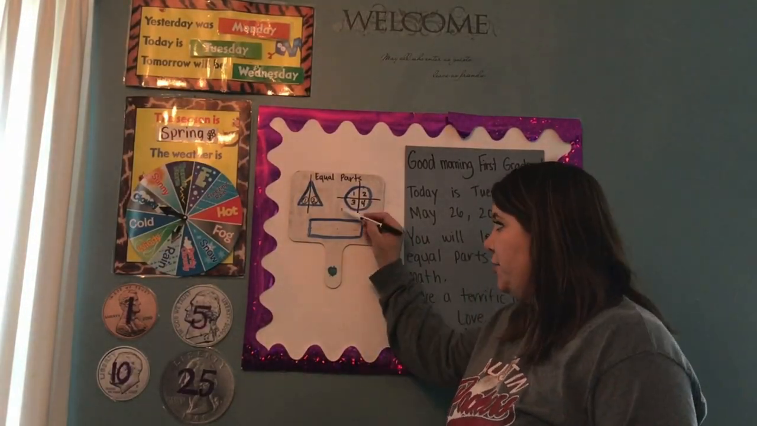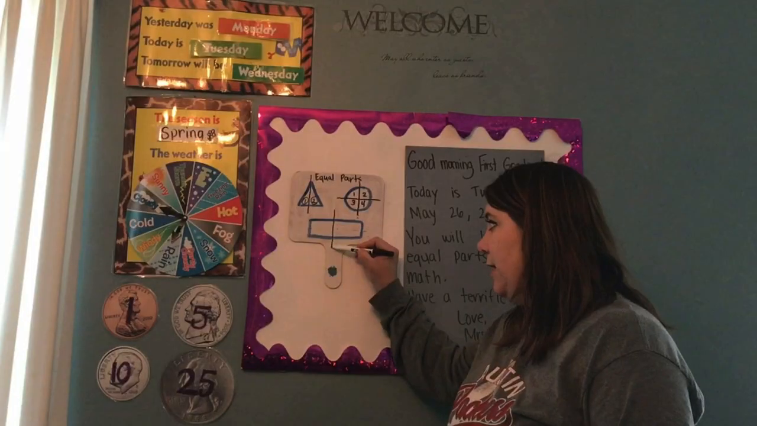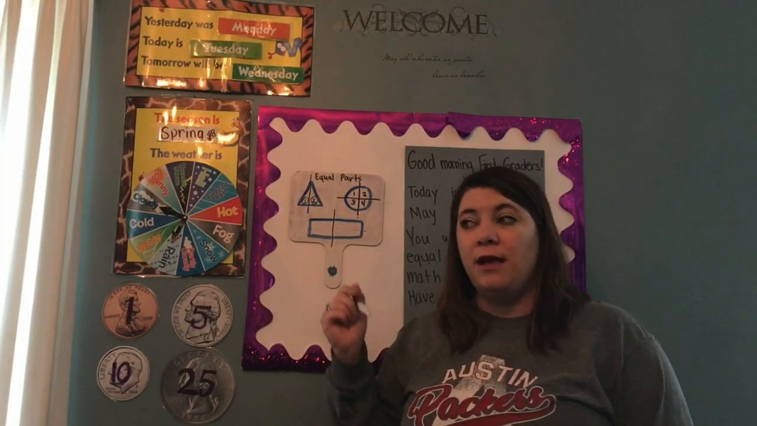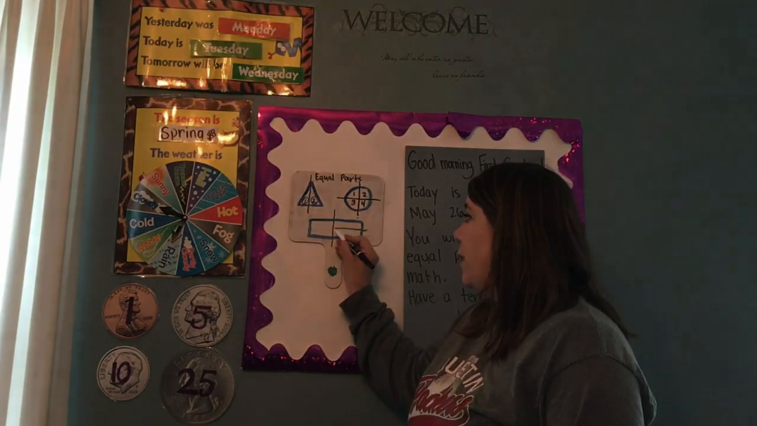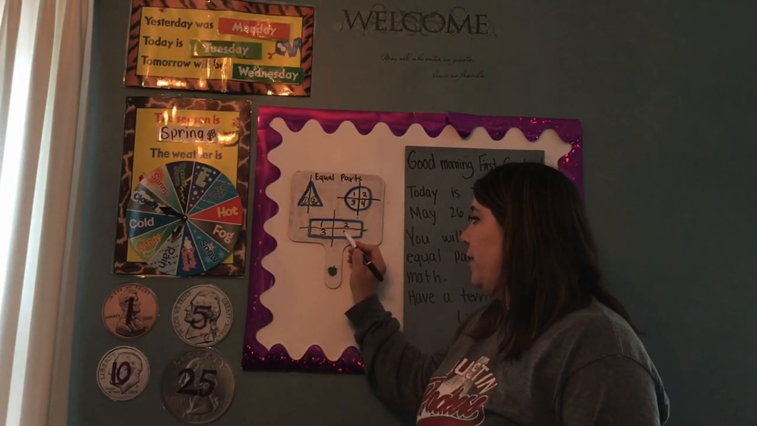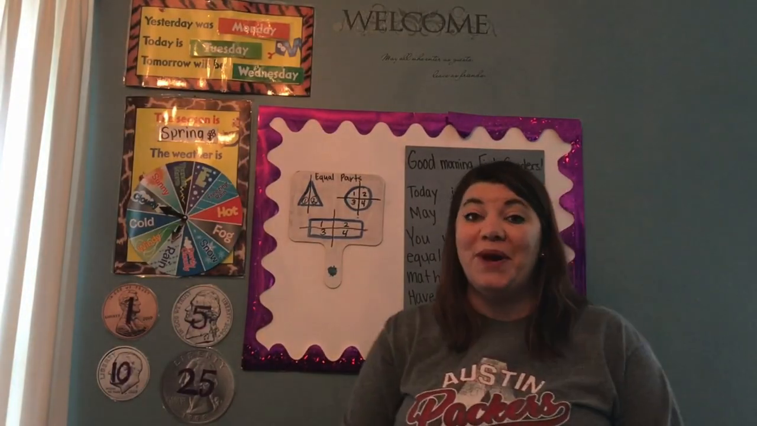With the rectangle shape, I could do the same thing. If I drew a line here, I would have 1, 2 equal parts. I could also draw a line going across, and now I have 1, 2, 3, 4 equal parts.